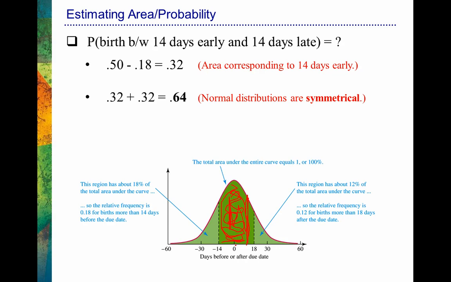If I know that the value from 0 to 2 weeks early equals 0.32, then I also know that the value from 0 to 14 days late equals 0.32. All right, so again, we're just trying to use basic information that we know about the normal distribution to compute some basic probabilities.